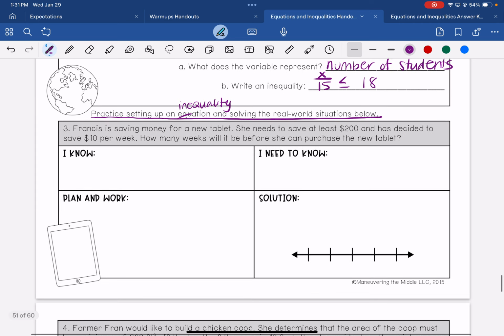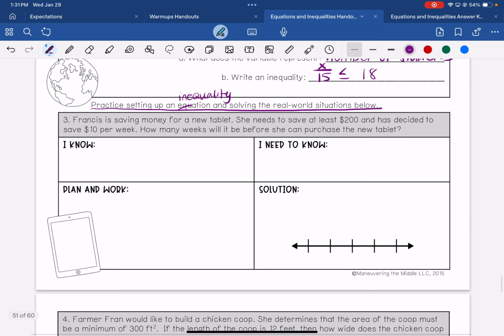And solving the real world situations below. Frances is saving money for a new tablet. She needs to save at least, there's that keyword again, $200 and has decided to save $10 per week. How many weeks will it be before she can purchase the new tablet?